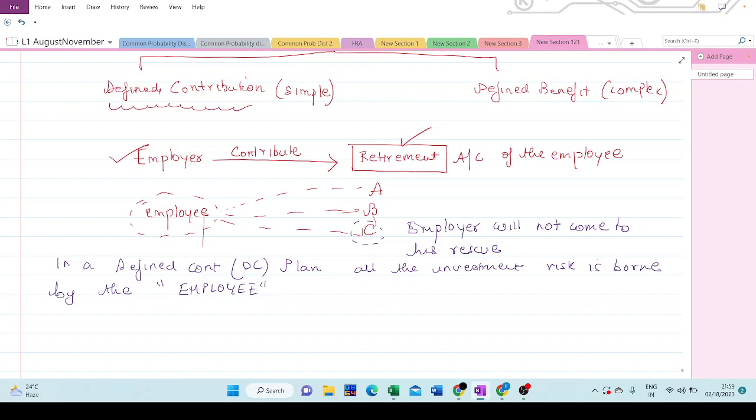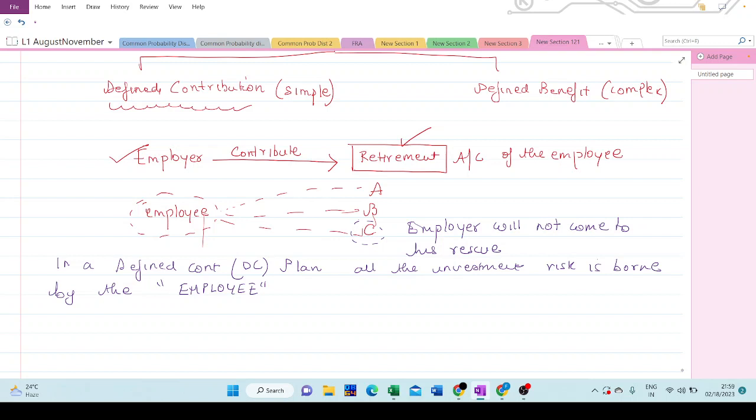Agar wo galat jagah rupya invest kar diya, to wo sirf rone ki jagah kuch aur nahi kar sakta. Wo employer usko bachane aane wala nahi hai. जो वो किया वो खुद भुगतेगा. ठीक है ना? राइट, कोई डाउट? आशय, कुणाल, अनिल, कोई डाउट है अभी तक डिफाइंड कंट्रीब्यूशन प्लान पे?